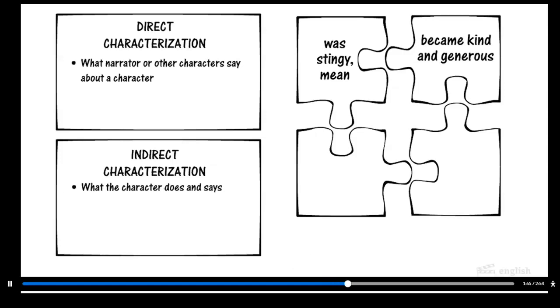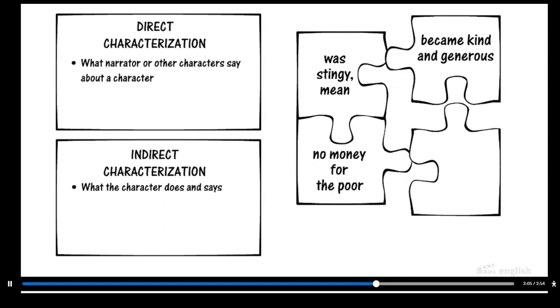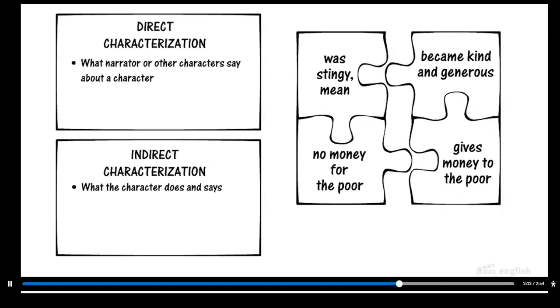An indirect characterization is something that the character himself says or does in the story. In the beginning, Scrooge refuses to give money to the poor for Christmas. That goes along with being stingy and mean. But at the end of the story, Scrooge gives a lot of money to the poor. A perfect match to being kind and generous.